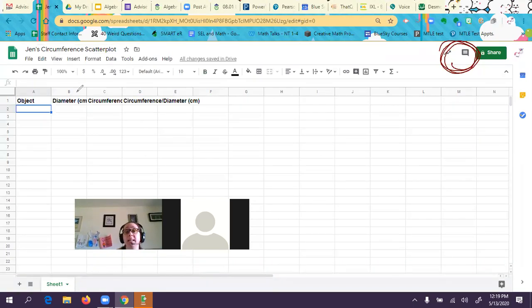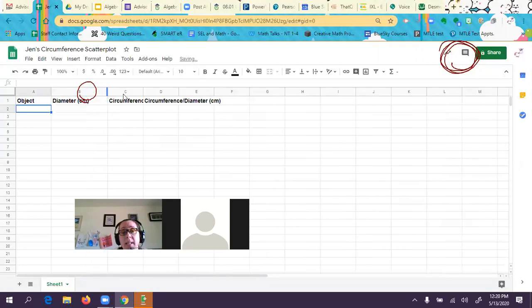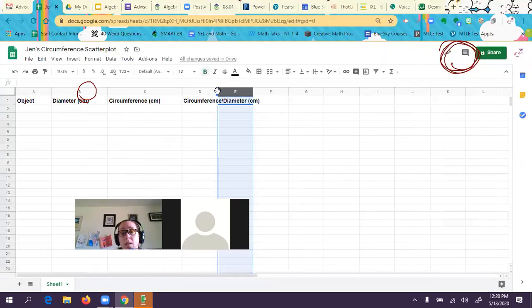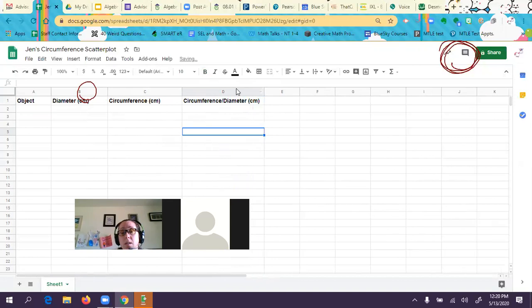We're going to have to widen our columns, so you bring your mouse in between the letters at the top. You can click on there and hold it to drag it over and make each column a little bigger. Sometimes you have to click off of it. Okay.